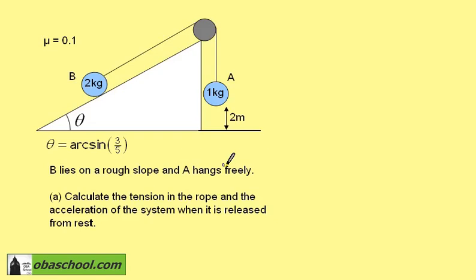This next example is spread over 2 videos because of its length, so you'll need to view this video and the next one in order to see the whole example. B lies on a rough slope and A hangs freely. We want to calculate the tension in the rope and the acceleration of the system when it is released from rest.